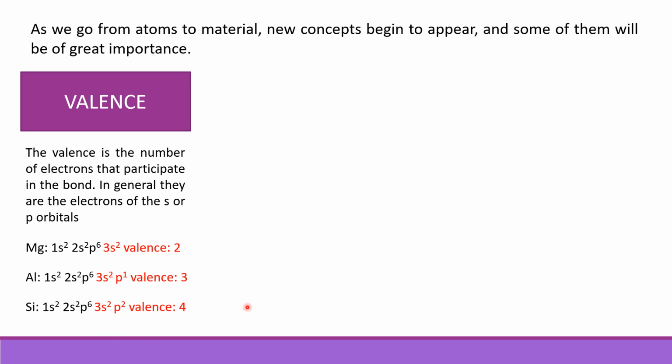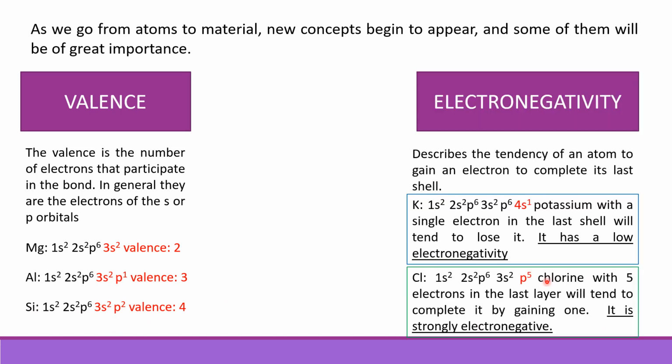Another important concept that will be quite relevant is electronegativity. Electronegativity describes the tendency of an atom to gain an electron to complete the last shell. You know that the most stable configuration for an atom is to have all the shells as filled as possible, because that is energetically more favorable.